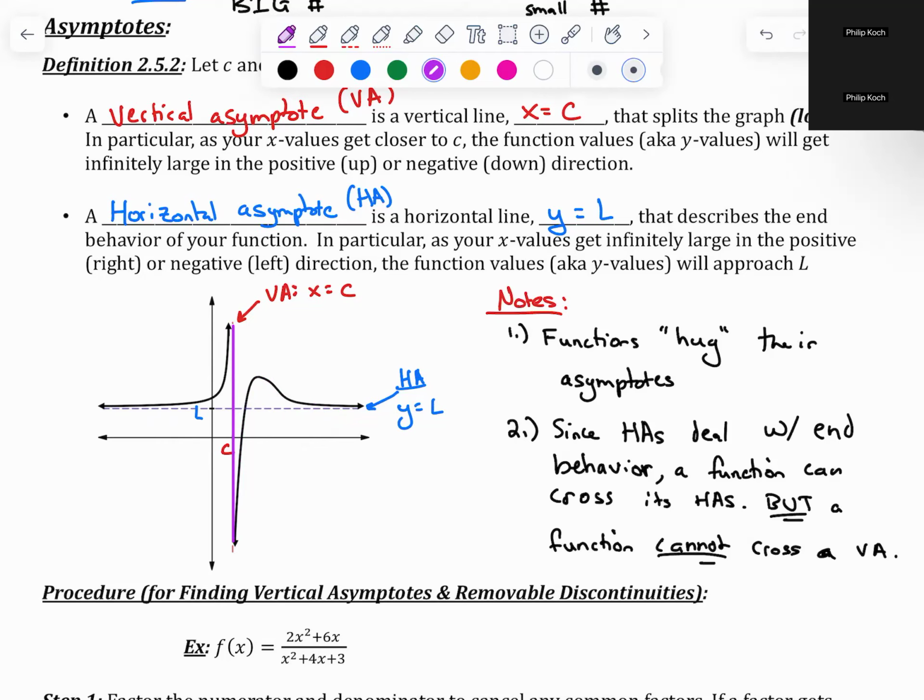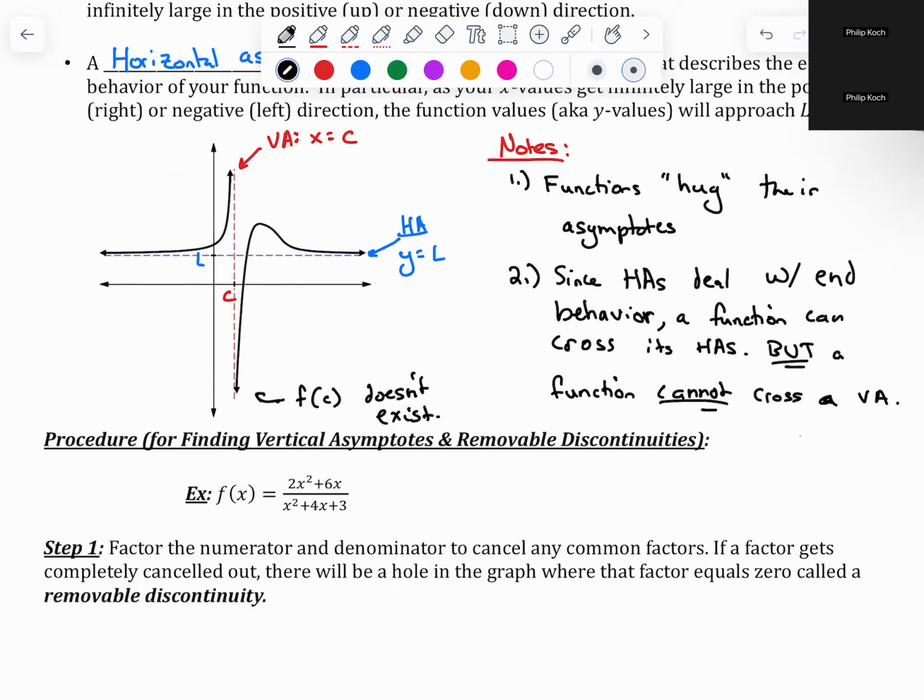F of c does not exist, and that will actually get us some important information on how we find vertical asymptotes. Okay, so how do we find them? I gave you a picture of them, but I didn't give you anything about how to find them.